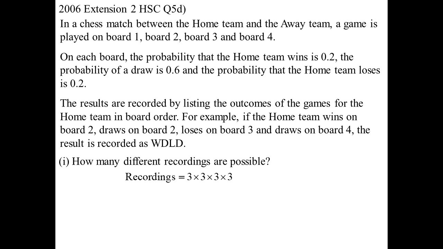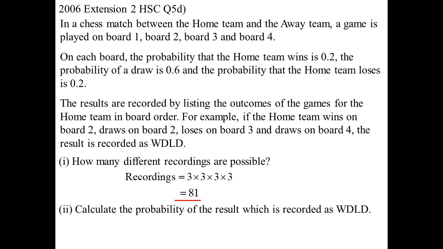On the third board, you could either get a win, a draw or a loss. On the fourth board, you could either get a win or a draw or a loss. So 3 times 3 times 3 times 3. There are 81 different ways the game could end up.